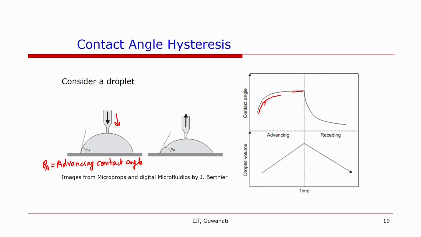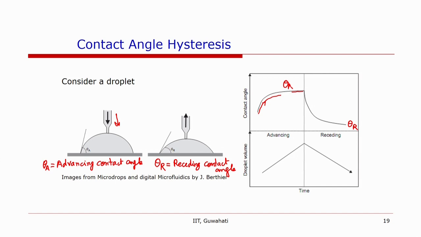If then this droplet is sucked back by the pipette, as you can see from here, then first the angle is reduced, and this angle is called the receding contact angle. So the angle keeps reducing, and then it achieves a steady value. That is theta R, and this is theta A.